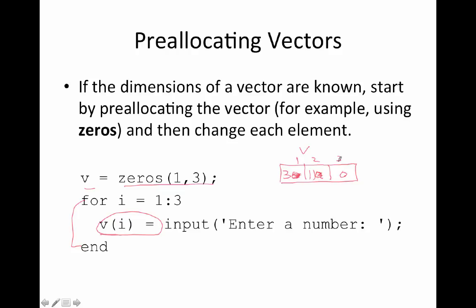So if you know how big a vector is going to be, or same thing for a matrix, if you know the dimensions of the array, whether it's a vector or a matrix, then you start by pre-allocating it, and then inside of the loop or the loops, you're going to be changing the values rather than extending it.